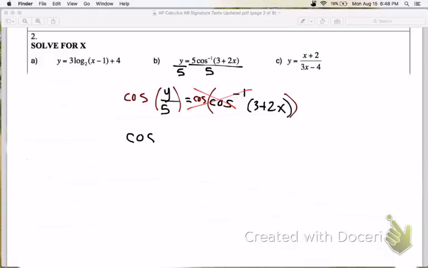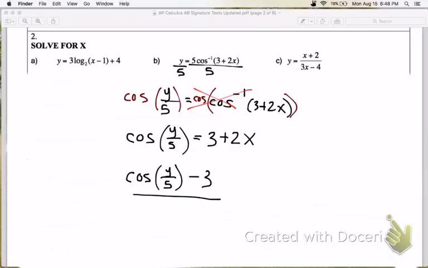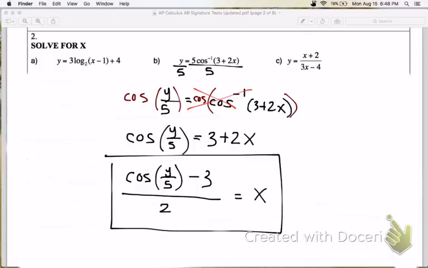So I have cosine of y divided by 5 equals 3 plus 2x. And then hopefully it's pretty clear here how you isolate x. So subtract 3 and then divide by 2. If I can just do that all in one step, if that's okay with you guys, I'll have cosine of y divided by 5 minus 3, and then the entire thing is divided by 2 equals x. If you're confused about that last step, please feel free to come talk to me about it, but hopefully it makes sense to you guys how we solve for that. So x equals cosine of y divided by 5 minus 3 divided by 2.